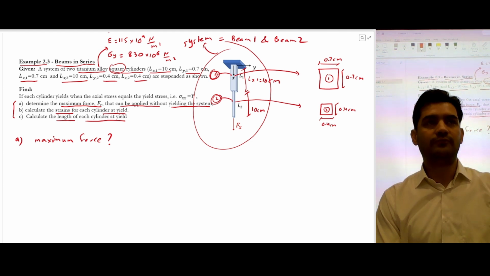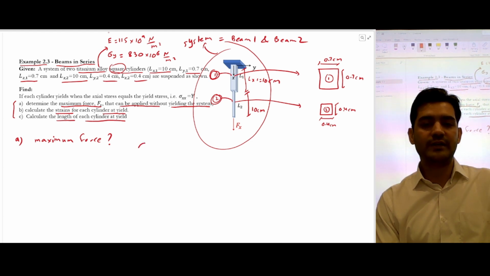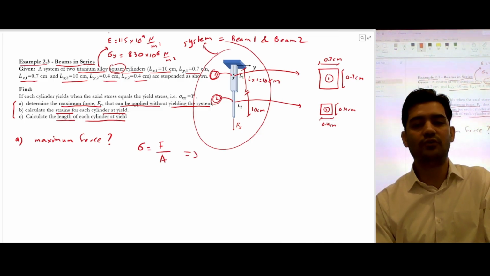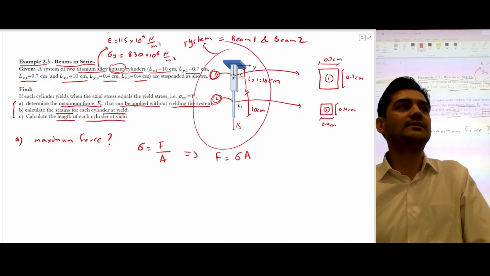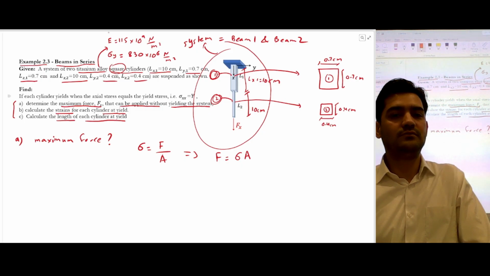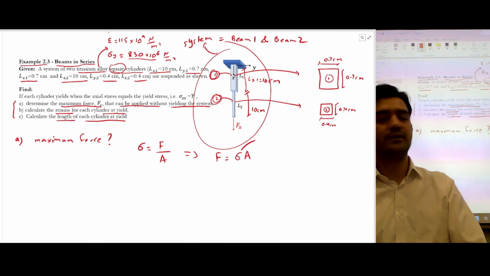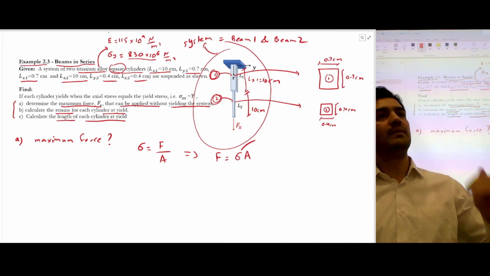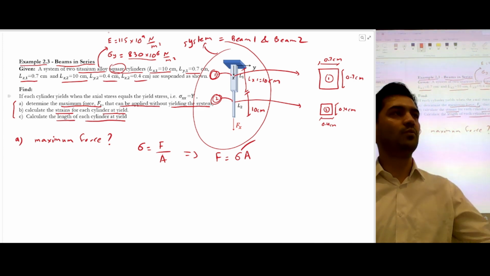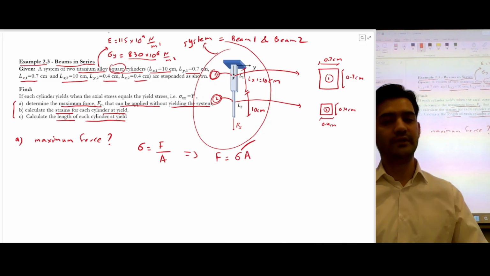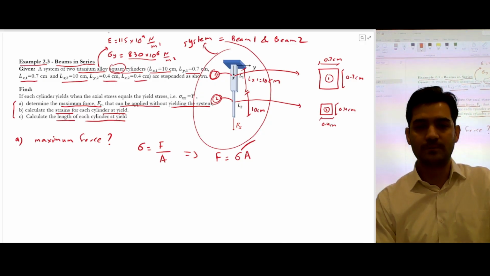So we know some formulas for the force. So we know stress is equal to force per unit area. So if we have to calculate force, that's going to be equal to stress into area. So since we want to calculate the maximum force, that would correspond to this yield stress. So if we use yield stress here, the force we will get is the maximum force, because if you apply force more than that force, then the system will yield, and we don't want the system to yield, so that's going to be the maximum force.